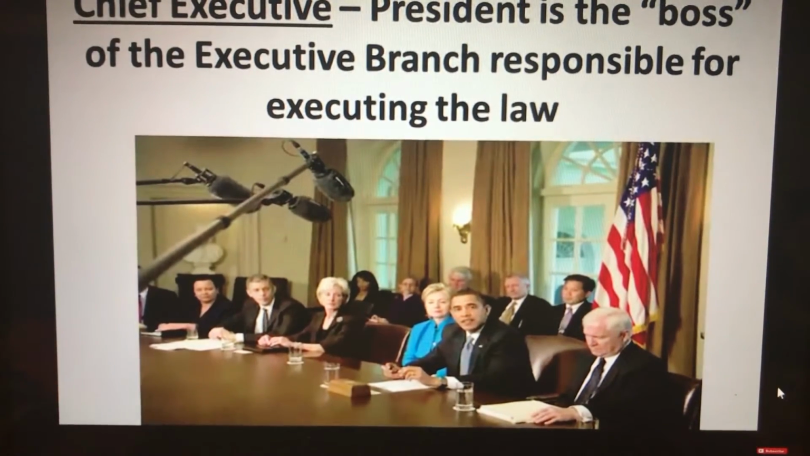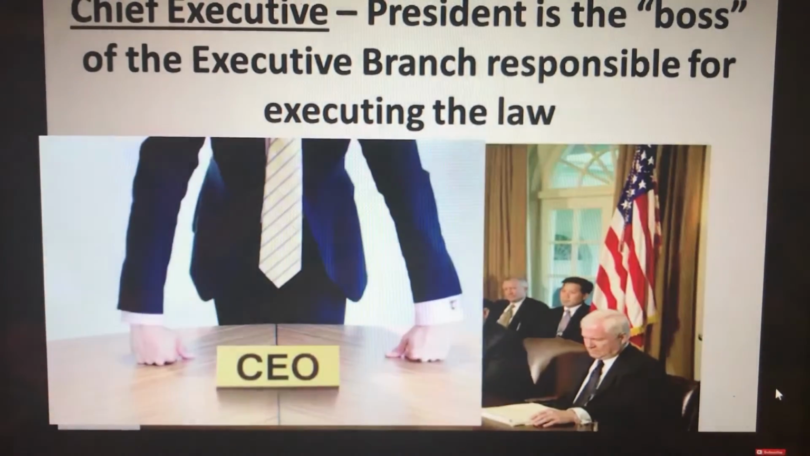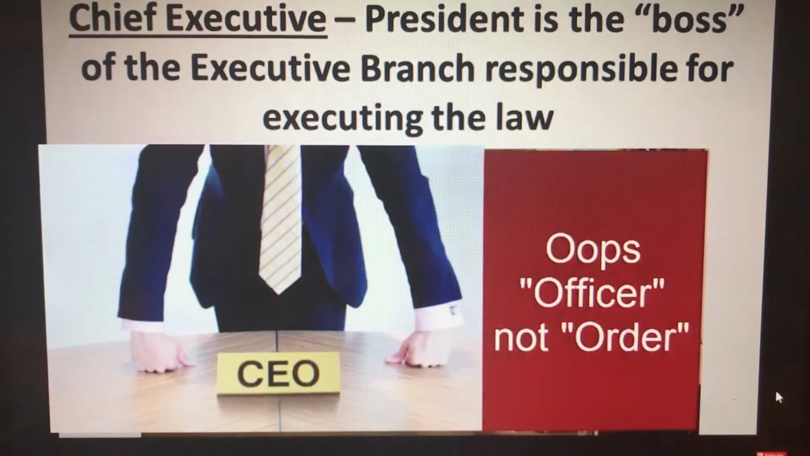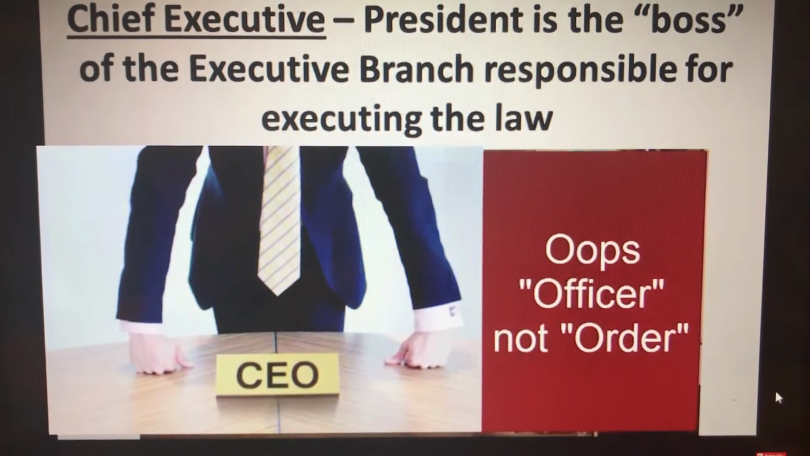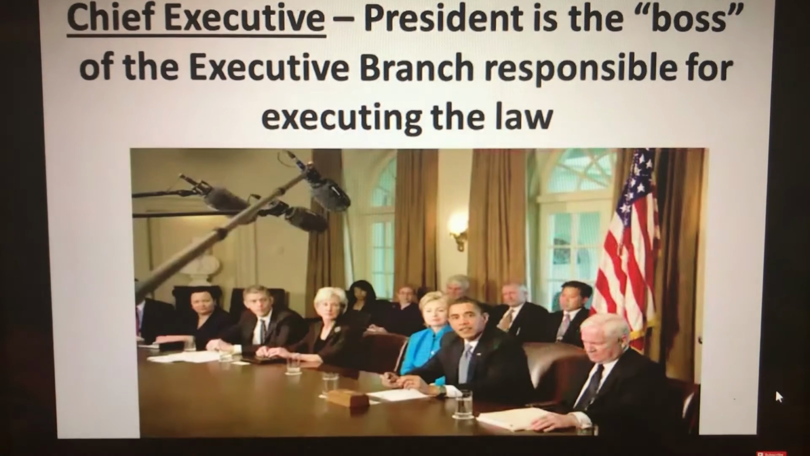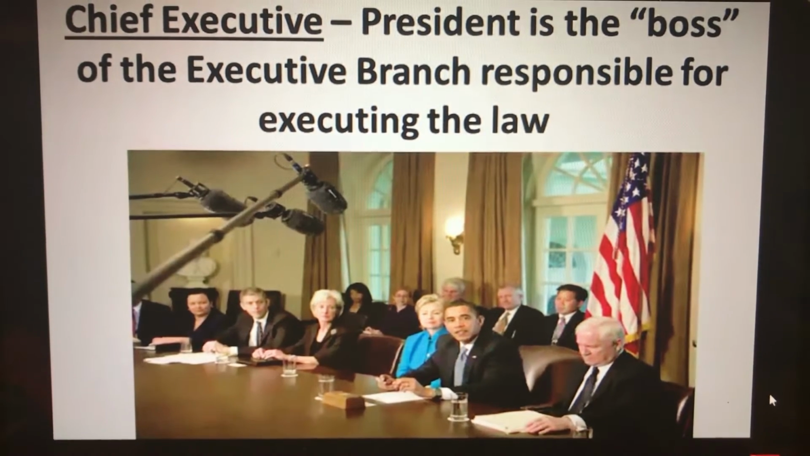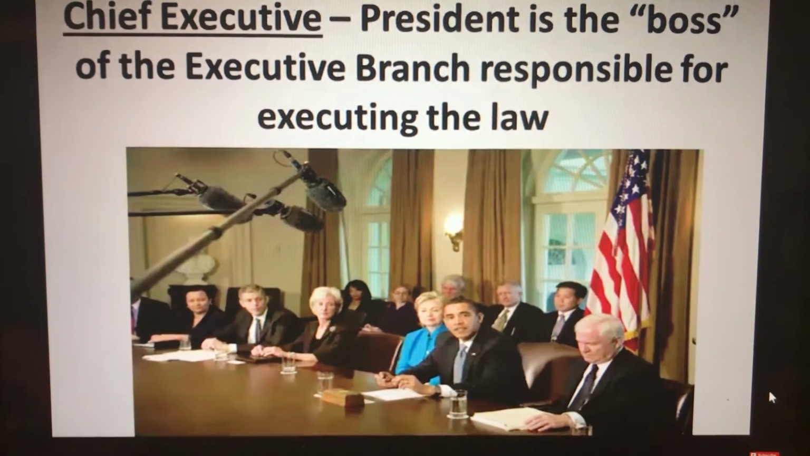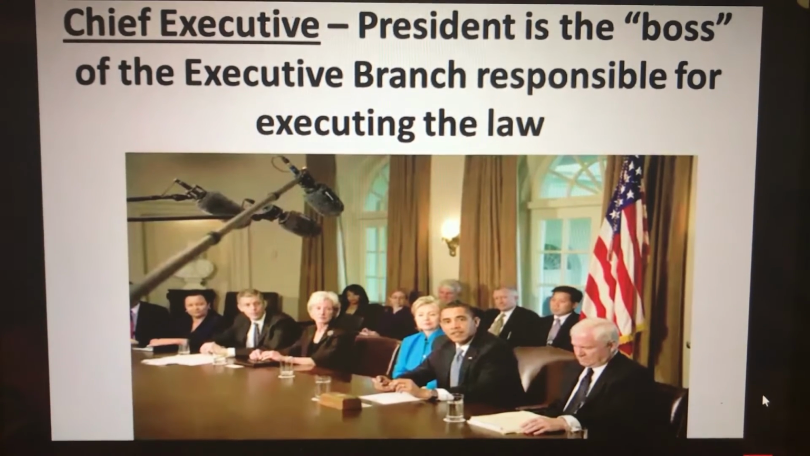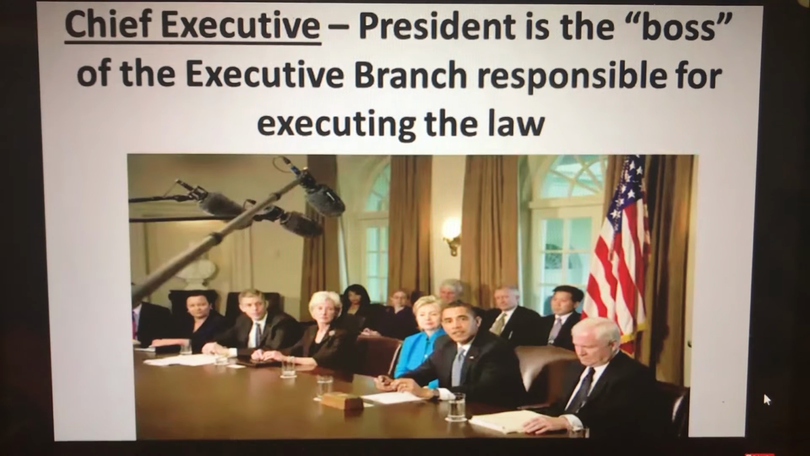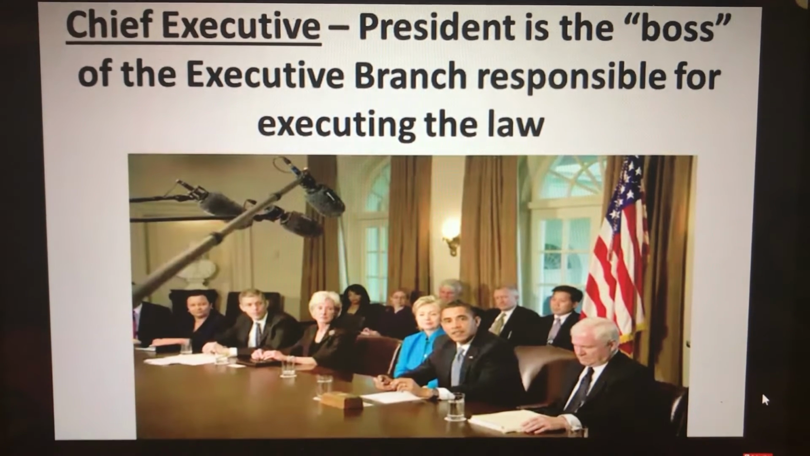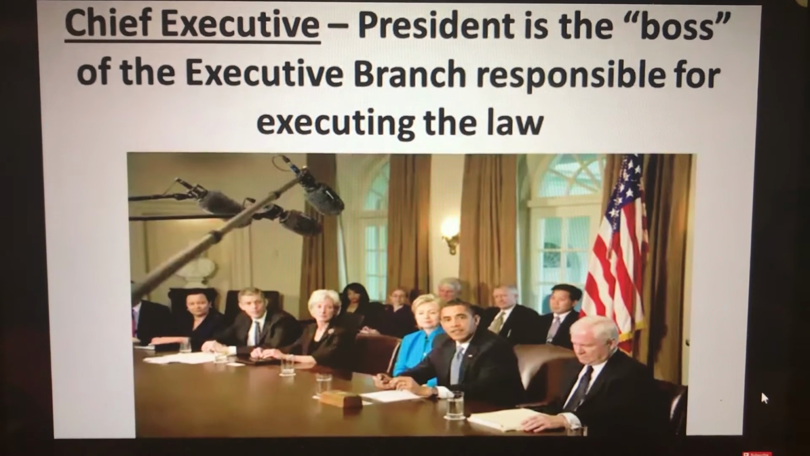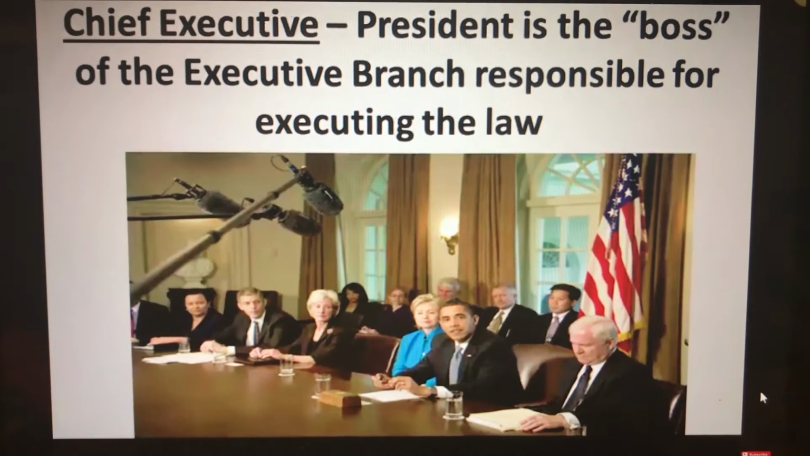Next is Chief Executive. Maybe you've heard the title of CEO, which means Chief Executive Officer, and that is for people who are the head of companies or corporations, and that's what this role is like for the president. He is, quote, the boss of this massive executive branch of 4 million people, and he not only appoints some of these people to their jobs, but he rules this whole administration that is charged with the job of enforcing the laws.